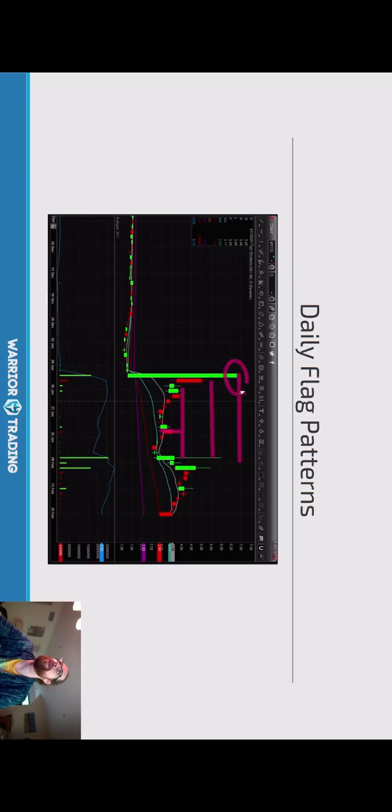Resistance was at the whole dollar. Resistance here was also around $5.50, around the half dollar. Resistance here was at 4, around the whole dollar. So some predictable price action there.